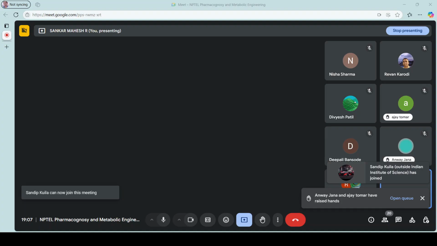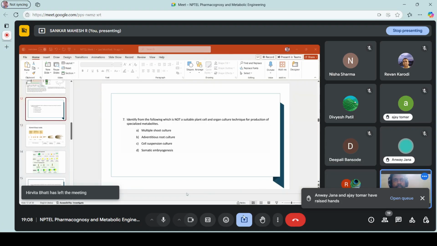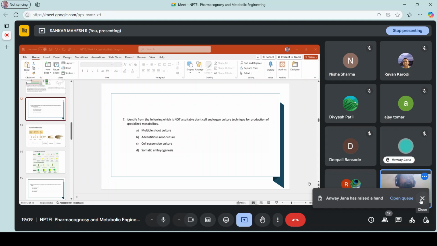Whoever knows the answer to this question can first mention the incorrect options and where or how they are used, for what purpose. And then we'll go to the right option. So Anvejana and Ajay Tomar have raised their hands. One of you can unmute in a couple of minutes and start answering.